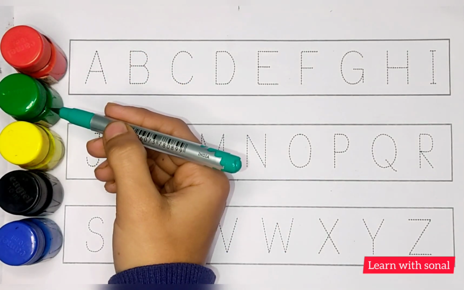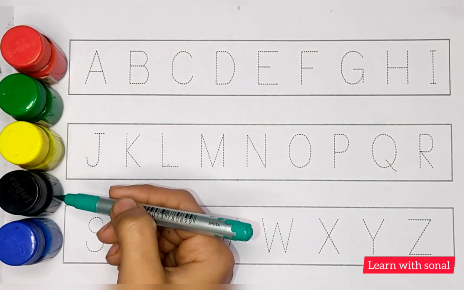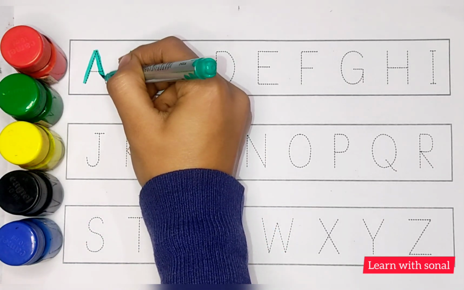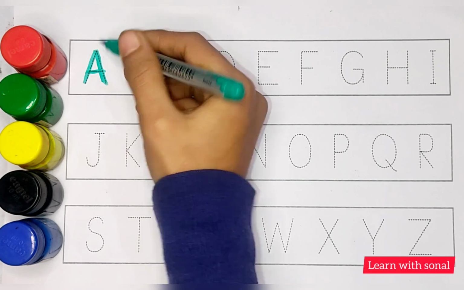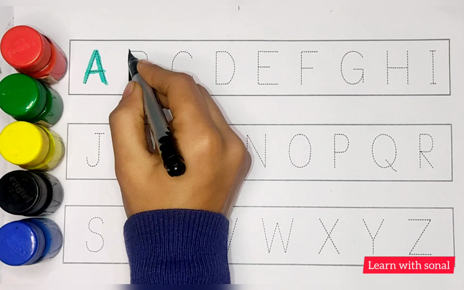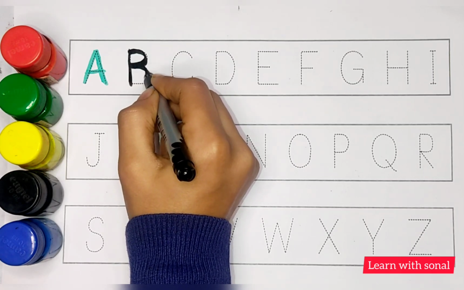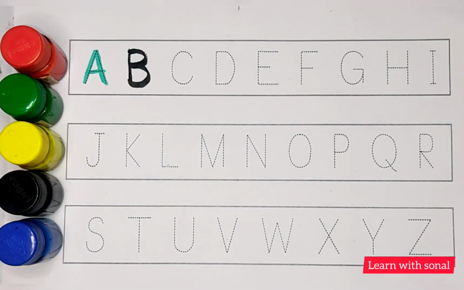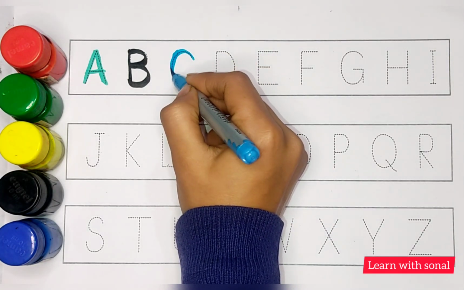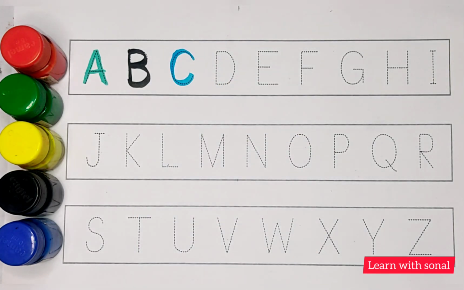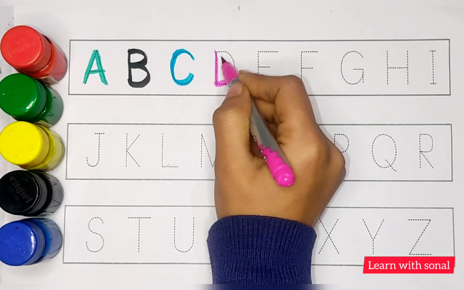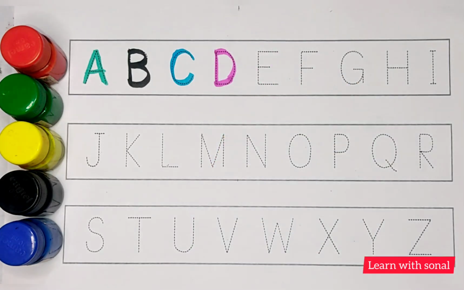Red color, green color, yellow color, black color, blue color. A. A for apple. B. B for ball. C. C for cat. D. D for dog.